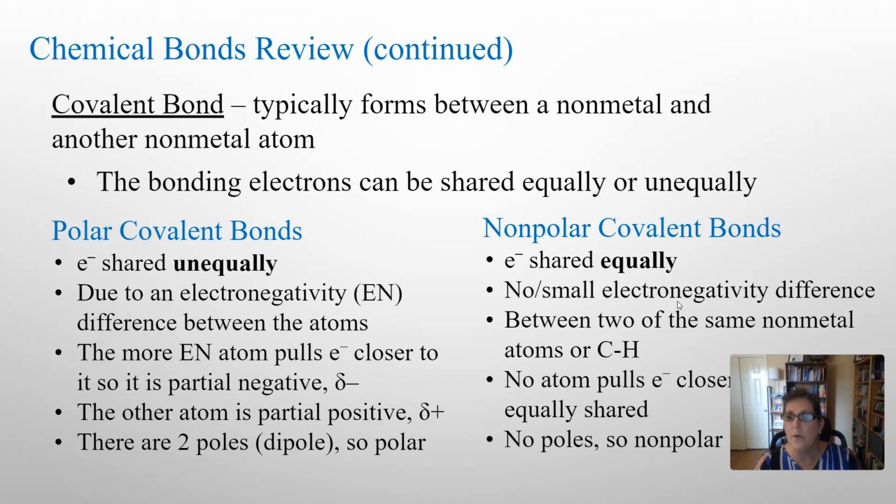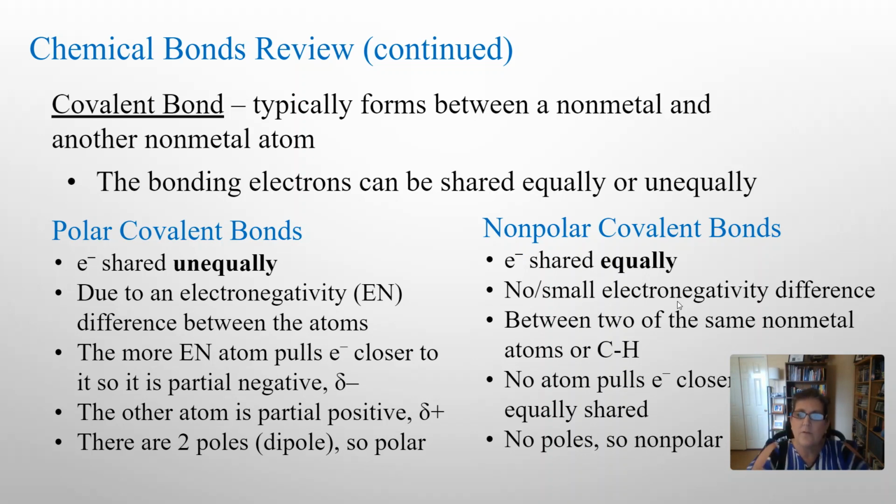All right, now let's go to nonpolar. This is when the electrons are pretty much shared equally right in the middle. So there's no or only a small electronegativity difference. So this means the electrons are shared between two atoms that are the same. O to O, C to C, H to H, Br to Br. The atoms are the same. Or our exception is a CH bond. Carbon and hydrogen have a very small electronegativity difference.